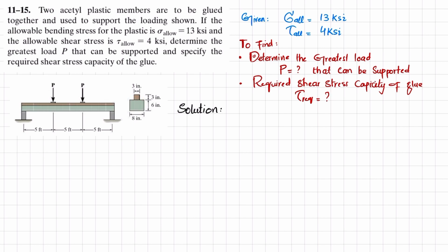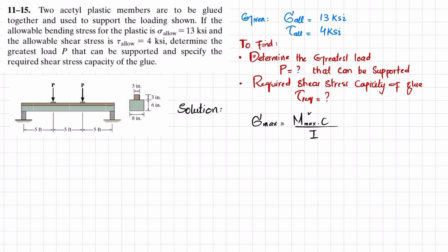So first we know that maximum bending stress is equal to maximum bending moment times C divided by I. We do not have the maximum bending moment, so what we will do is find the shear force and bending moment diagram. From there we will get this maximum bending moment.